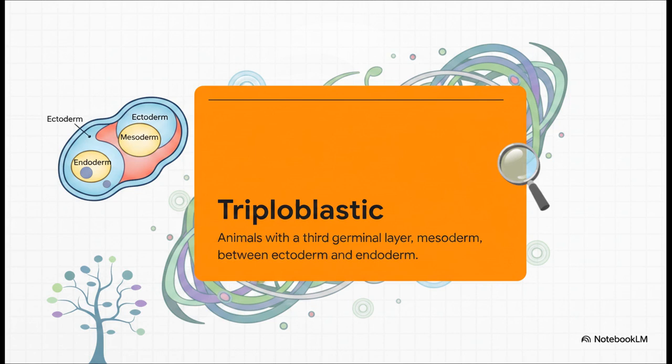Now, zooming in a bit closer, right down to the embryonic cellular level, organisms are sorted by their germ layers. Simpler animals are diploblastic, meaning they have just 2 cell layers, the outer ectoderm and the inner endoderm. But more complex animals unlock a third, middle layer called the mesoderm, making them triploblastic. And that third layer, it's the vital secret ingredient for developing complex structures like muscles and a real circulatory system.